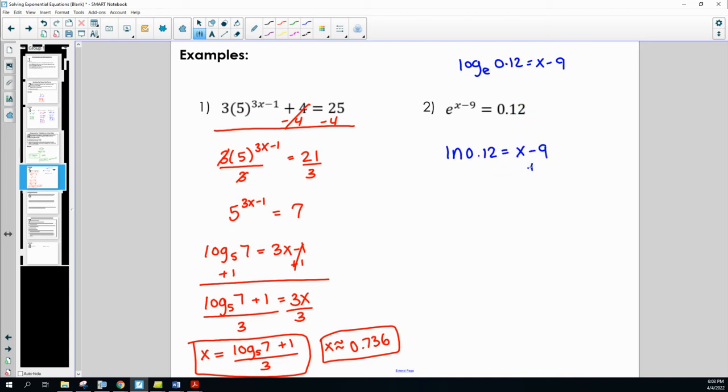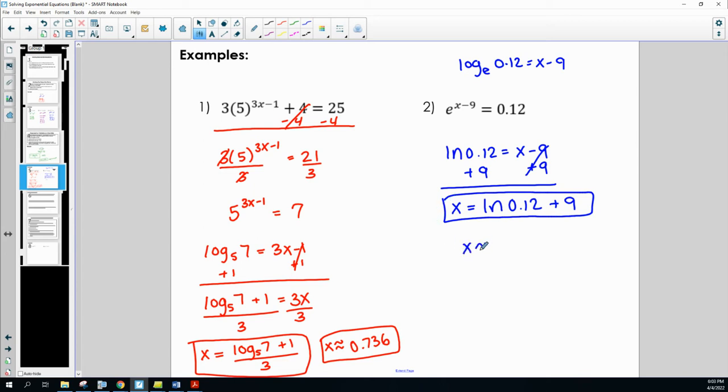And to get the x alone, I'm going to add 9. And just like before, be careful because we're not actually adding the 9 to the 0.12. It's ln of 0.12 as a number and then plus 9. So this is our exact.